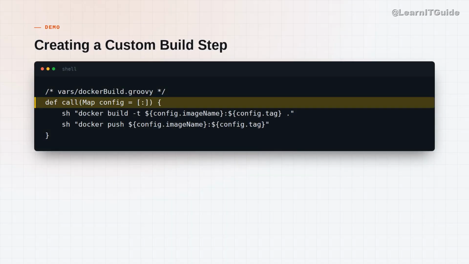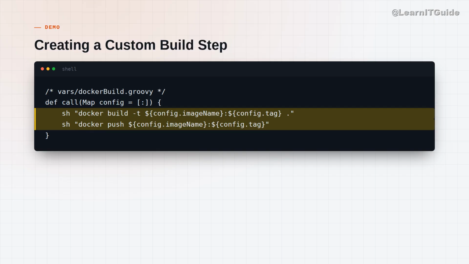Now let us create our first custom step inside the vars directory of your library. We define a method named call. This method is special because it is what gets executed when you call the step by its file name. On line 3 and 4, we use the shell command to build and push our image. Notice how we use a configuration map to make the image name and tag dynamic. This makes our step reusable across every single project in your organization.